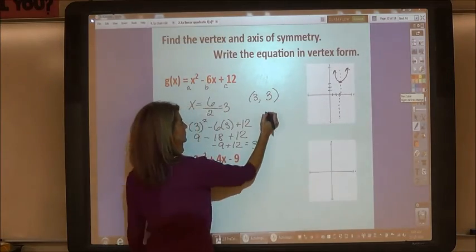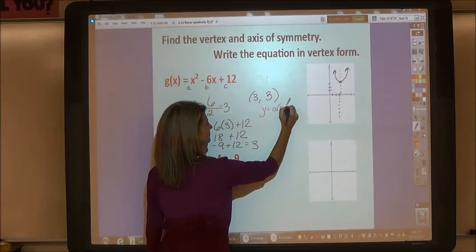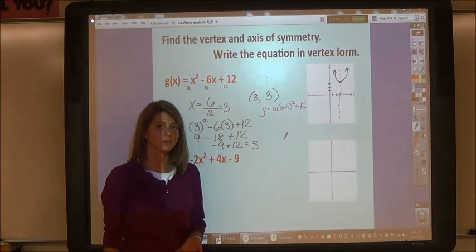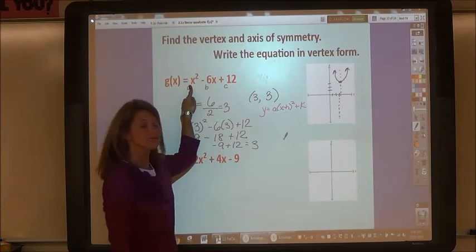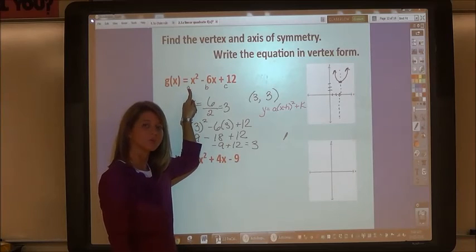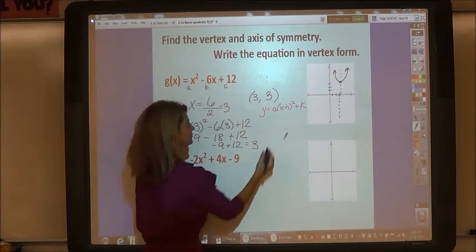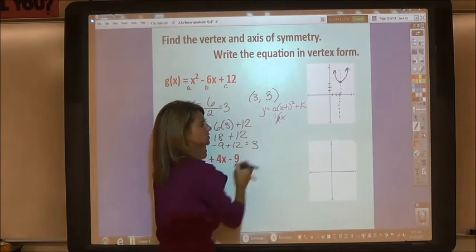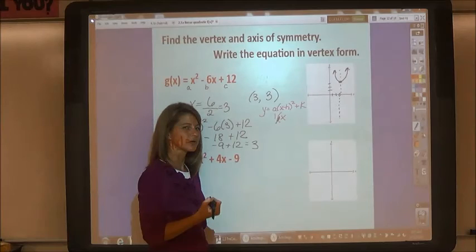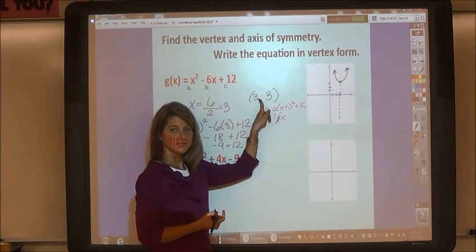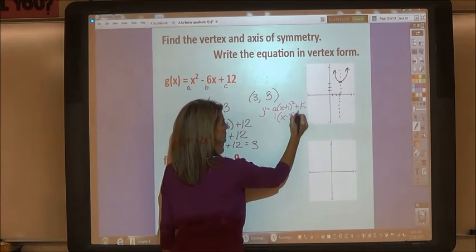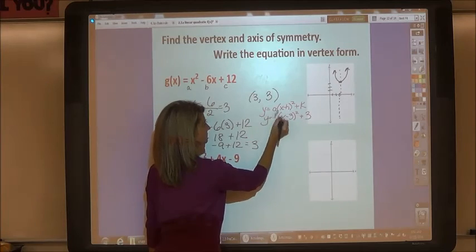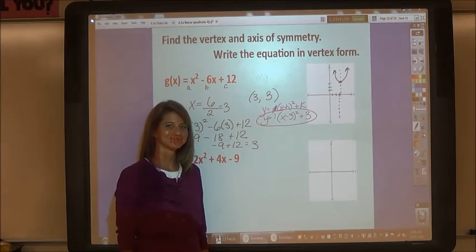Now we just have to write this out. Remember your formula? Well, you already know the a number. The a number on the original is the a number here as well. This a number is 1. This a number is still 1. Now go fill in your vertex. Do we write x plus 3 or x minus 3? If it's positive, we have to write minus. Don't forget to write that square. Got it. Okay, one more.